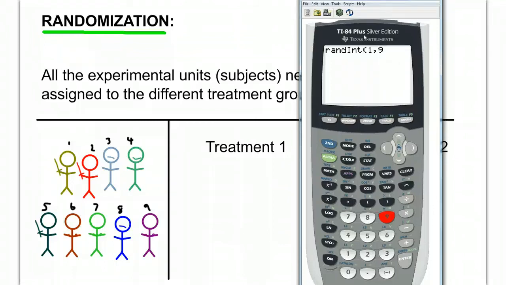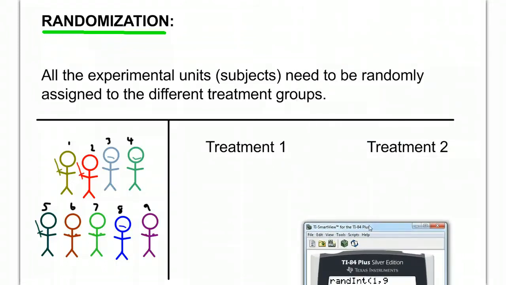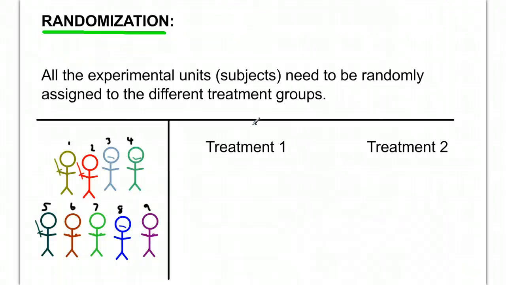And before I even start clicking enter, we'll notice that we have an odd number of people, yet we have only 2 treatment groups. So I'm going to arbitrarily say that treatment group 1 is going to get 5 people, treatment group 2 is going to get 4 people. And that's okay. Usually you want your 2 treatment groups to be roughly even, but they do not have to absolutely be the same size.